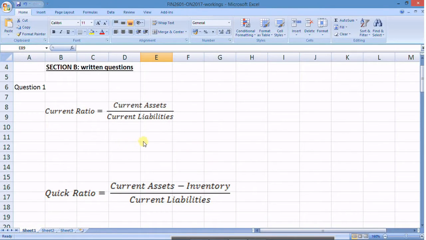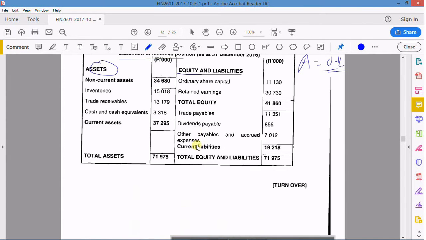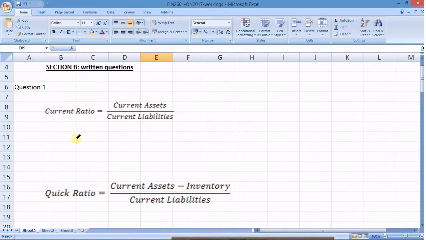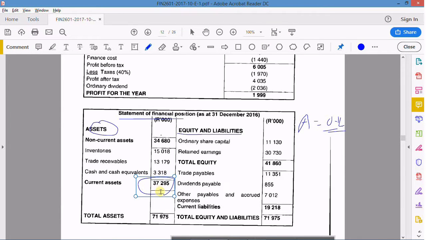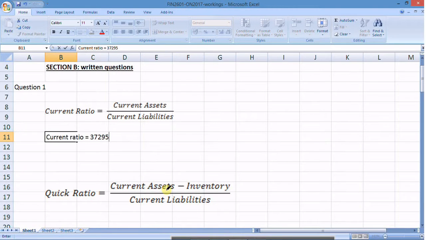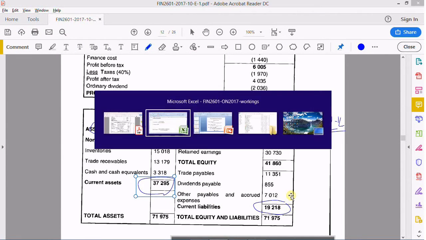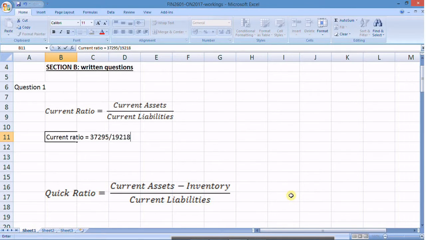The current ratio requires current assets and liabilities. All you literally need to do is go get those figures. There's your current assets, 37295. Is it not 925? Oh, you're right, 37295. Divide by current liabilities. Here's the current liabilities, 19218. You should show that extra step. I know you've just shown answers. Well, I did work it out on a piece of paper and then I did it.